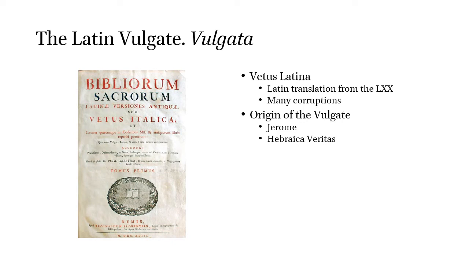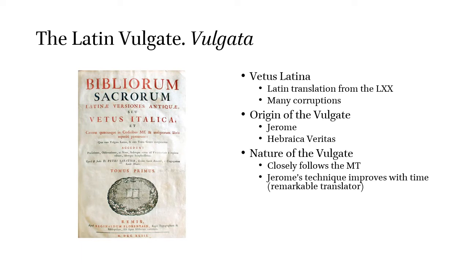Okay, so the nature of the Vulgate. The Vulgate, in terms of evaluating manuscripts, basically follows the Masoretic text. Every now and then you'll find a reading that deviates, and for that reason it's useful to check. But you're not going to find the variants from the Hebrew text, the Masoretic text, like you would with the Septuagint or with the Dead Sea Scrolls.